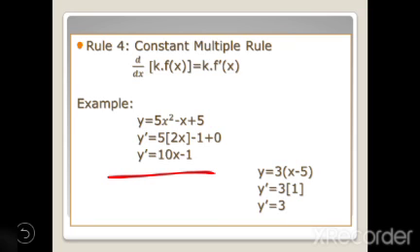Another example, we have y is equal to 3 times x minus 5. So y prime equals 3 times 1. Y prime is equal to 3. So this is the answer.